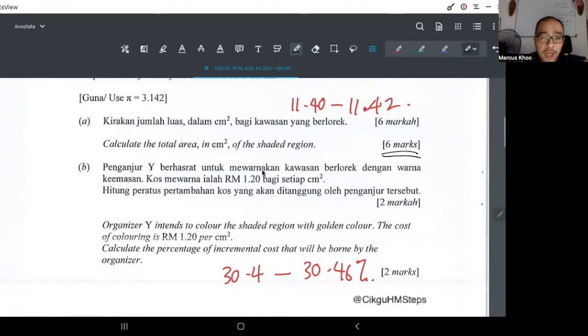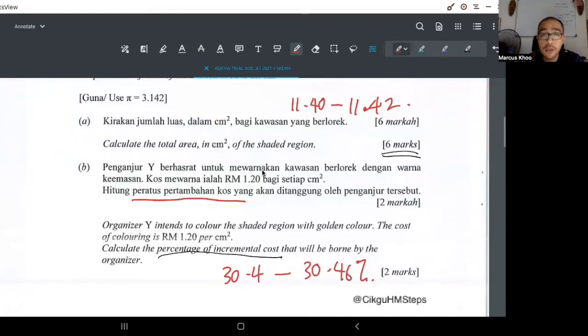Okay, last one. Organizer Y intends to color the shaded region with golden color. Wow. The cost of coloring is 1 ringgit 20 per cm squared. Calculate the percentage of incremental cost. In Malay, peratus pertambahan cost. So if you want to know the percentage of the cost increase, you need to know how much the cost increase is first.